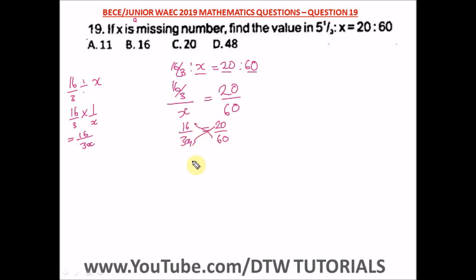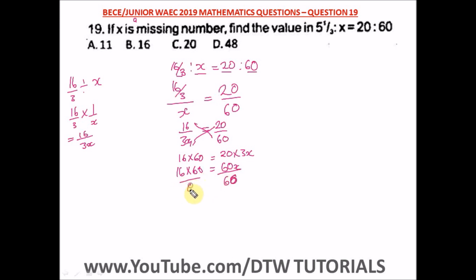Okay, in cross multiplying, we have 16 times 60 equal to 20 times 3x. So from here, we can easily say, what is 20 times 3x? 16 times 60 equal to 20 times 3x will give us 60x. So let us divide both sides by 60, so we can get our x alone.